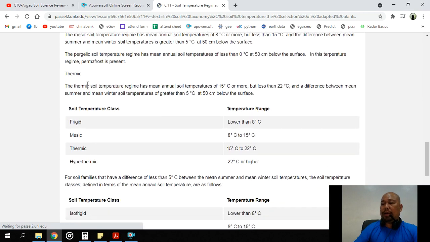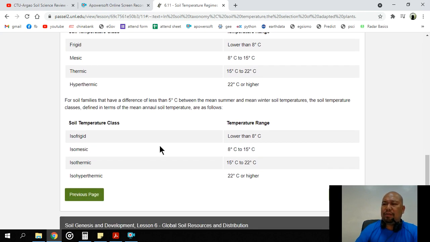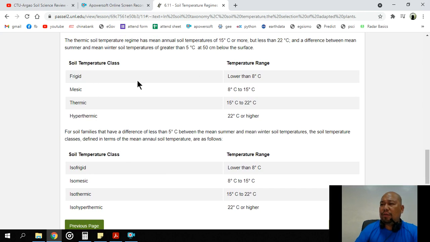Oh, yeah. There. 8 to 15. Okay, take note if the difference is less than 6 degrees Celsius in 1 year, punan na nimo nag mga ISO. Kini 5 gani ni iyaha dire. So other references have different values. Okay? Frigid, mesic, thermic, or hyperthermic.